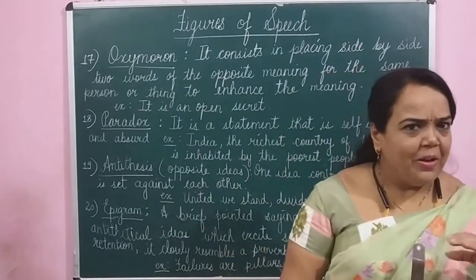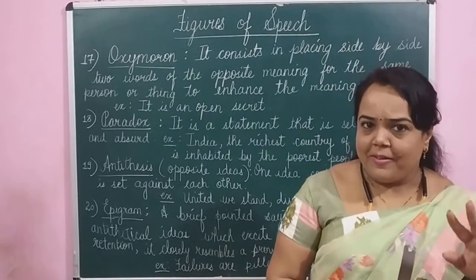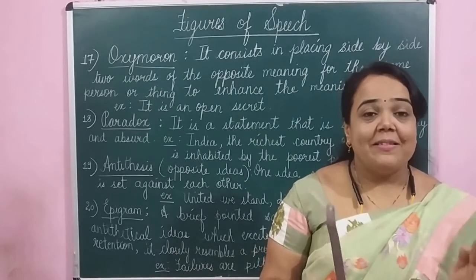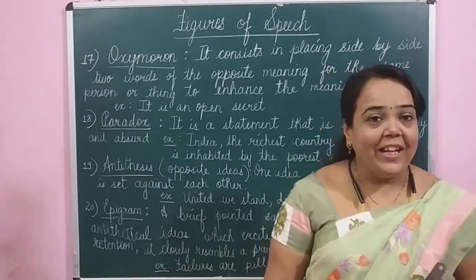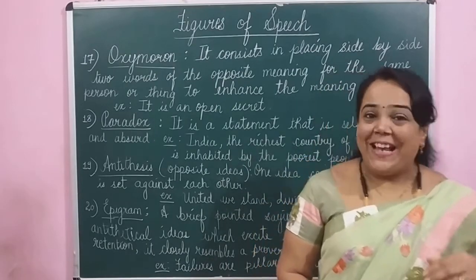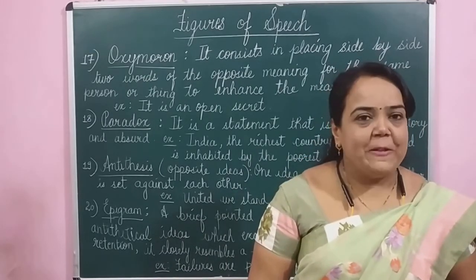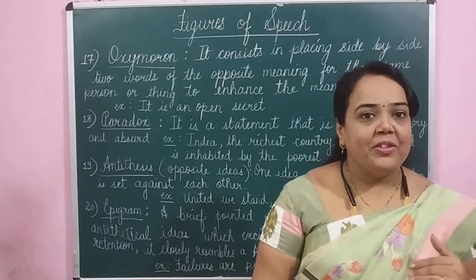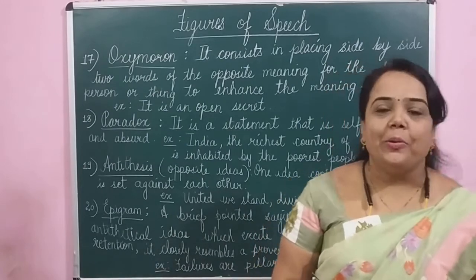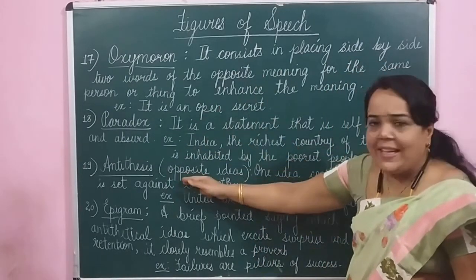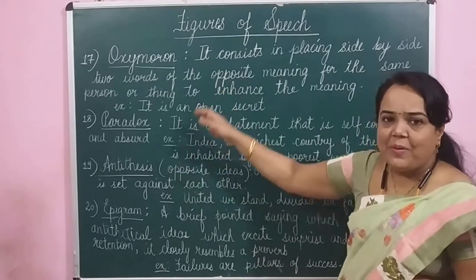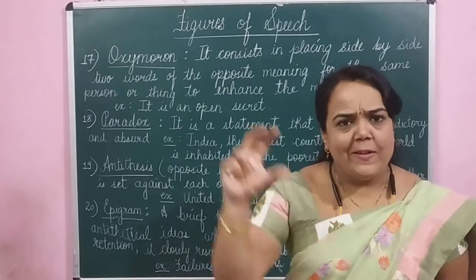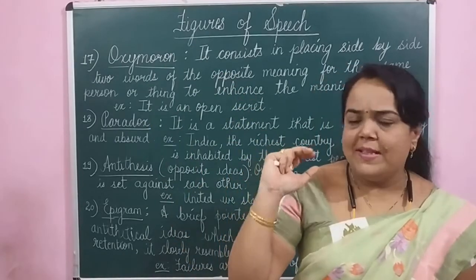Is it clear now? Oxymoron, 2 contradictory words about the same person or thing is written for emphasis. Okay? Easy example as usual. I am reminding, always remember figure of speech by the examples. So it is an open secret or she is regularly irregular. Now antithesis. Why I am telling you first with oxymoron, because oxymoron and antithesis are somewhat similar.